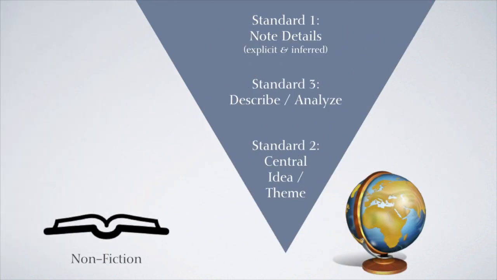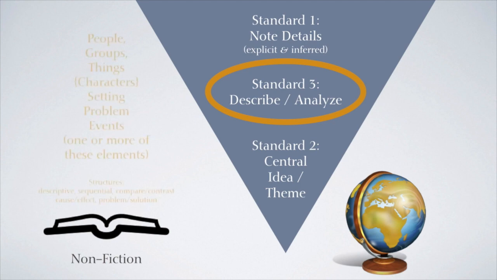When reading nonfiction, students are asked to collect explicit and inferred details and to get to a point where they can describe and analyze them. In nonfiction, there will also be important elements like character, setting, problem, and events. But there may not be all of these elements. There will be one or more. Also, these elements will not be conveyed through narrative structure. They will be developed through non-narrative structures such as description, sequence, compare and contrast, cause and effect, or problem and solution. Let's look at an example.